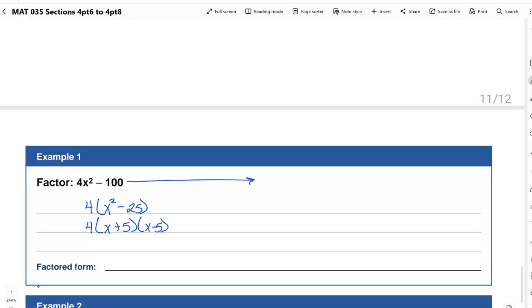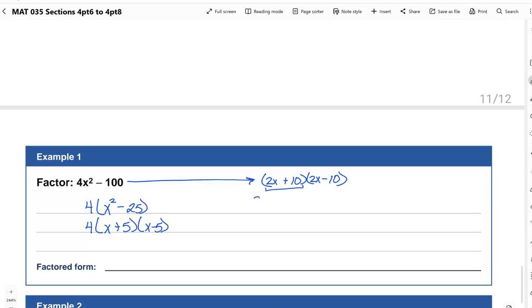Now, we could have viewed this as a difference of squares to begin with, and that would have been okay. We would have done a little bit more work to get to that final answer, because that 4x squared is a perfect square, and the 100 is a perfect square. 4x squared breaks down into 2x times 2x. 100 breaks down into 10 times 10, plus and minus. And then we're going to see what they have in common.